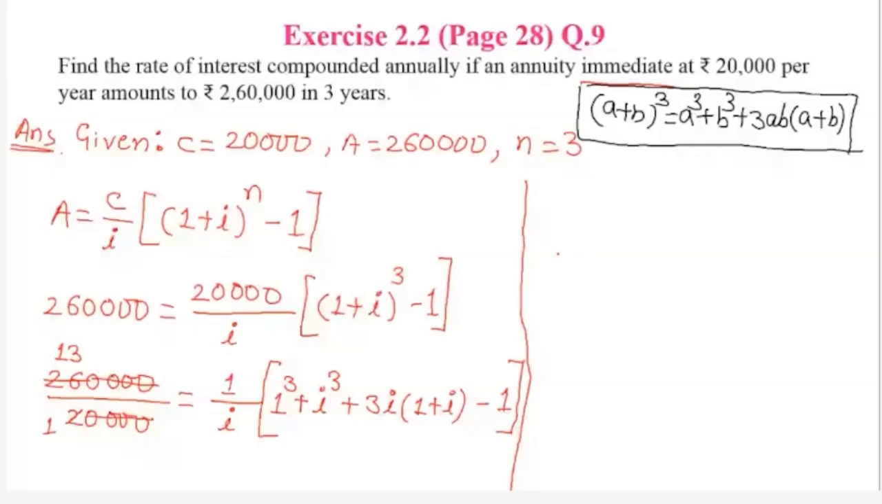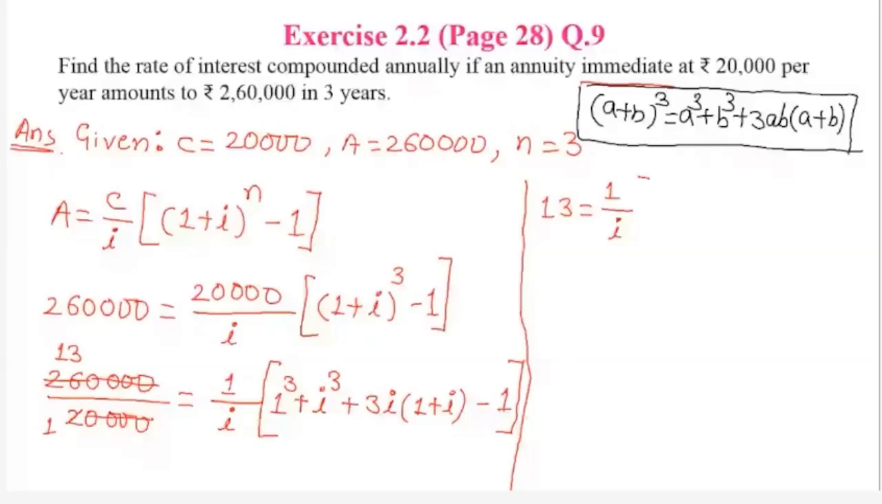Dhruv, keep participating. I'm asking you. 2,60,000 divided by 20,000 is 13, correct? So 13, as it is, no problem in this 13, is equal to 1 upon I as it is.